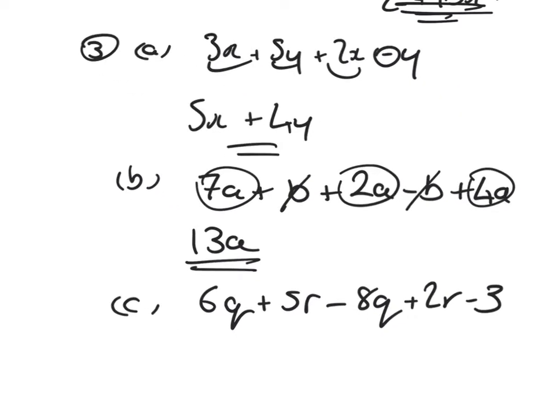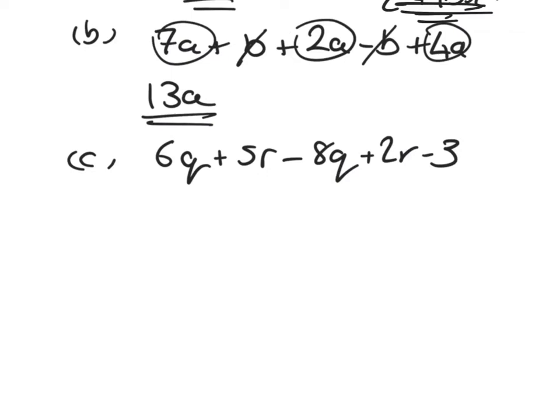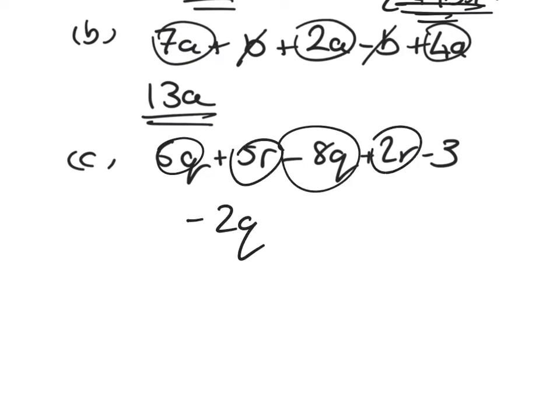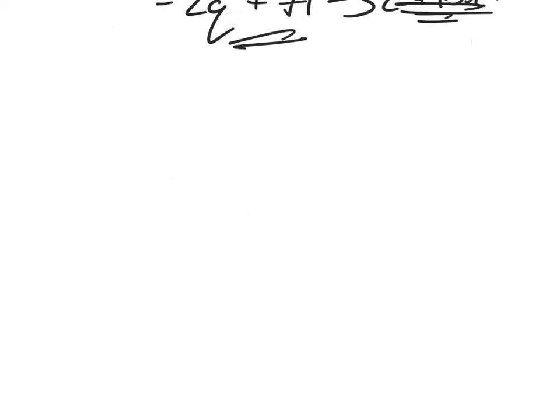Okay, so I'm going to collect together my q's, collect together my r's, and numbers will stay separate. So 6q take away 8q is minus 2q. 5r plus 2r is plus 7r, and I've got a minus 3 at the end. Final answer, minus 2q plus 7r minus 3.